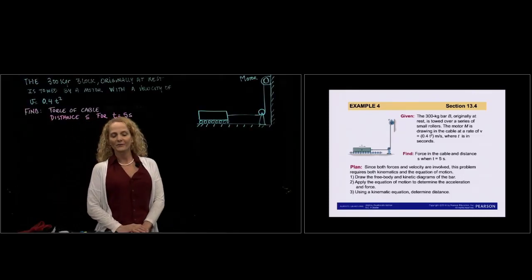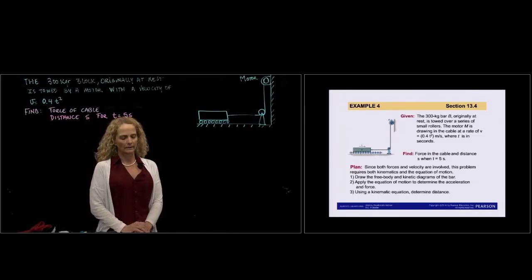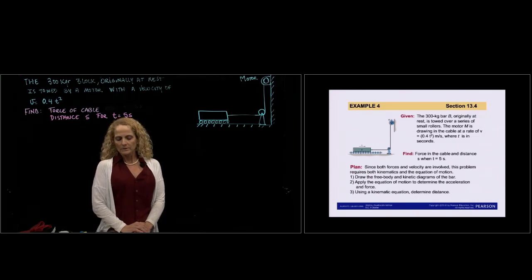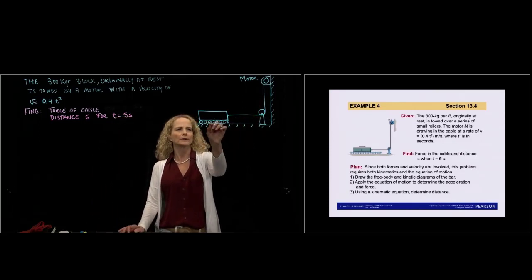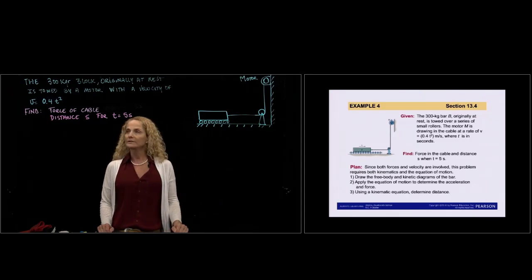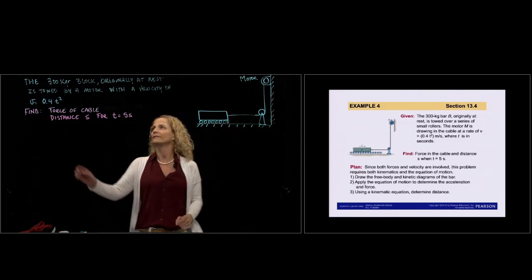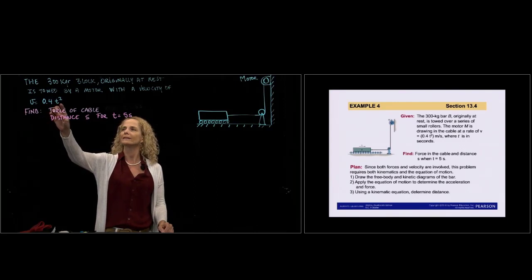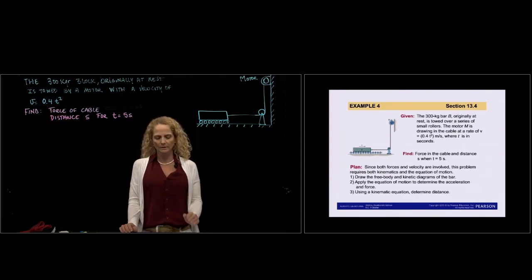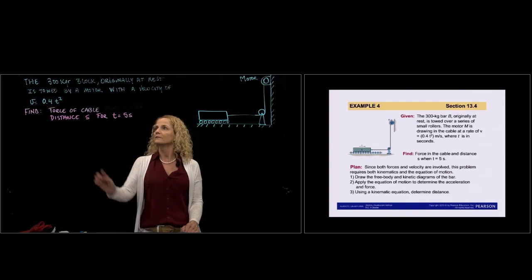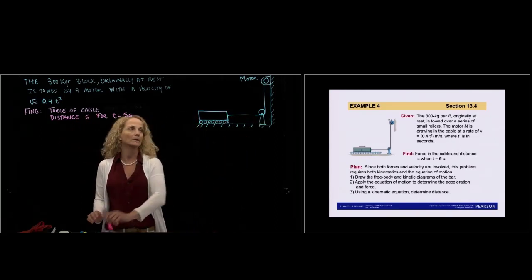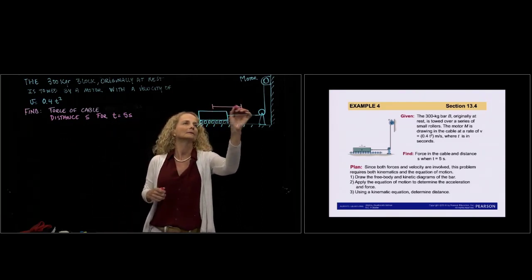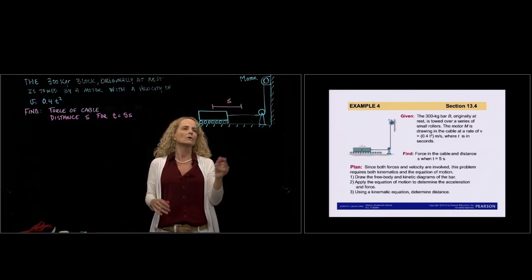Hi, this is example number 4 of chapter 13. The section is 13.4. So we have this 300 kilogram block that is originally at rest and is towed by this motor. It's a series of rollers that the motor is drawing that block with a velocity of 0.4t squared. So we have the velocity and we want to find the force in the cable, so that tension, and the distance, that S.